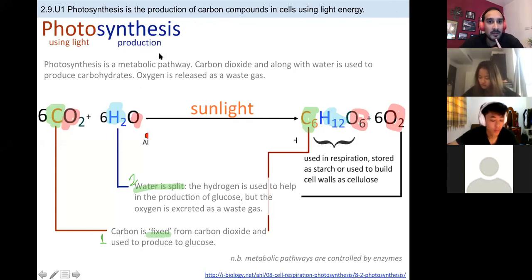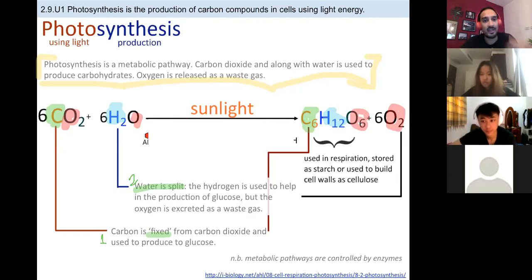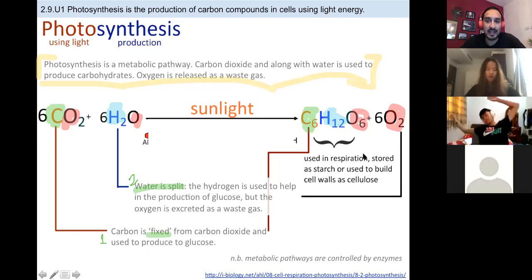Okay, so as a summary of the process, or maybe even some detail, this tells us what's happening, right? It's a metabolic pathway. Carbon dioxide combines with water and we're making carbohydrate molecules, starting with glucose, then we'll build other stuff later. A waste that is produced is oxygen as a gas.